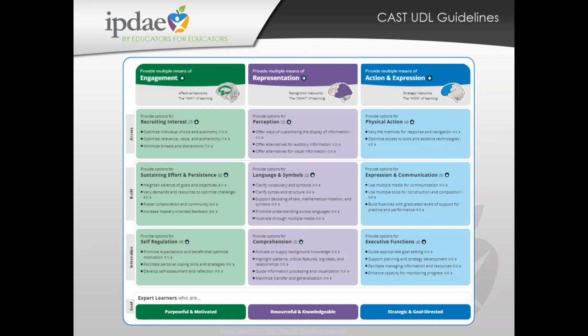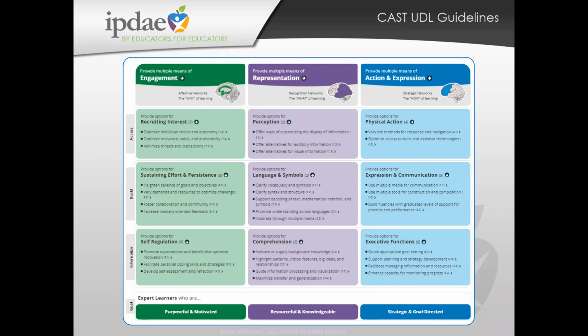Let's take a look at the CAST UDL guidelines on the screen. The first is the multiple means of engagement. Under access, we have optimize individual choice and autonomy, optimize relevance, value, and authenticity, and minimize threats and distractions. Under the build row, we have providing sustained effort and persistence, heightened salience of goals and objectives, vary demands and resources to optimize challenges, foster collaboration and community, increase mastery-oriented feedback, and under internalize, we have self-regulation, under which we have promote expectations and beliefs that optimize motivation, facilitate personal coping skills and strategies, and developing self-assessment and reflection. Students that meet these achieve the goal of being purposeful and motivated.